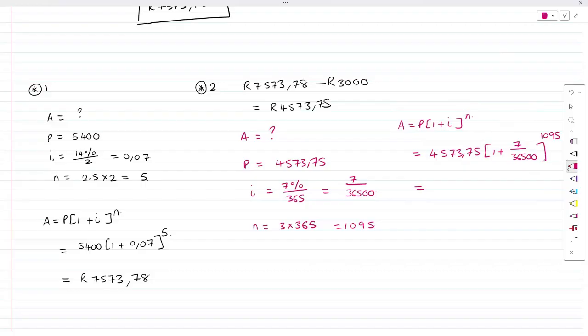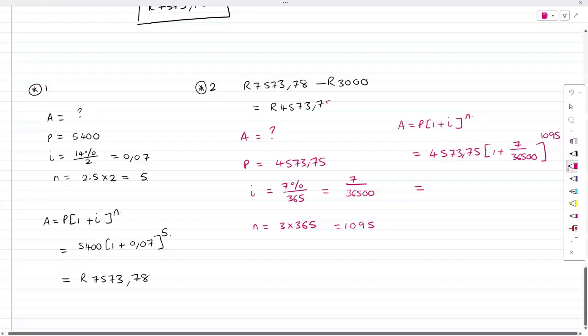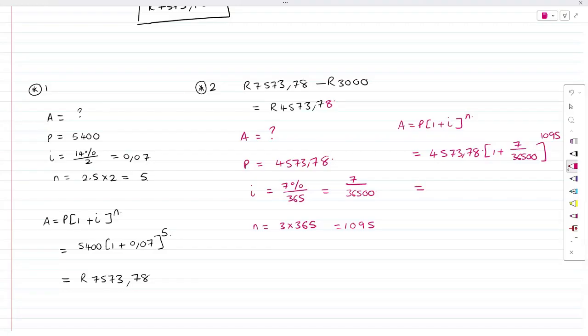This answer should equal, let me double check, 4,573.75 in general. I don't know why it went to 5. This should have been 8, but I just minused out quite simply. My decimals are not working today. Times 1 plus 7 over 365, to the power of 1095.